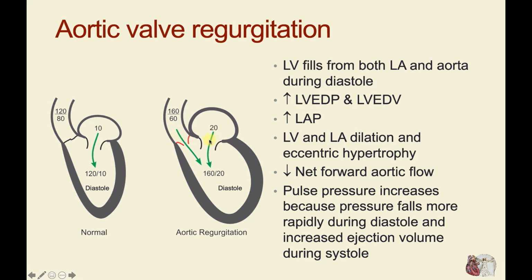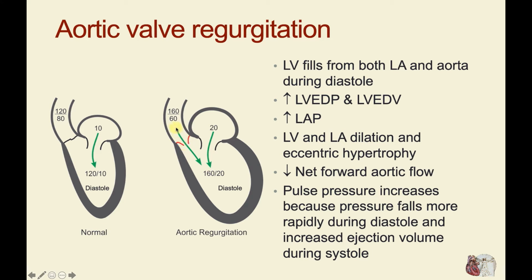And because blood is filling from two sources now, we'll find that the end diastolic volume, and hence the end diastolic pressure, is significantly increased. And because the end diastolic pressure is increased, that means that the left atrial pressure during diastole must also be greater in order to fill the left ventricle. And this volume overload condition will lead to left ventricular dilation and atrial dilation, and sometimes this left ventricular enlargement is referred to as eccentric hypertrophy, which means that yes, the wall is getting a little bit thicker, but it's getting thicker in proportion to the increase in its volume.